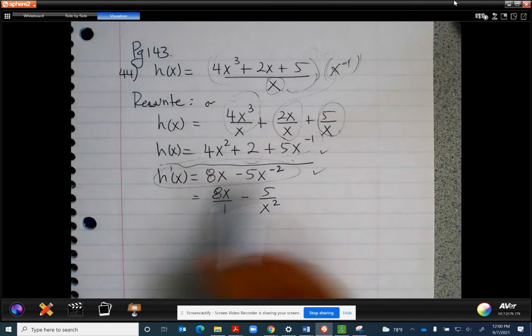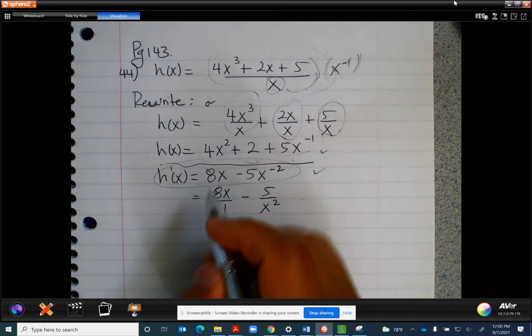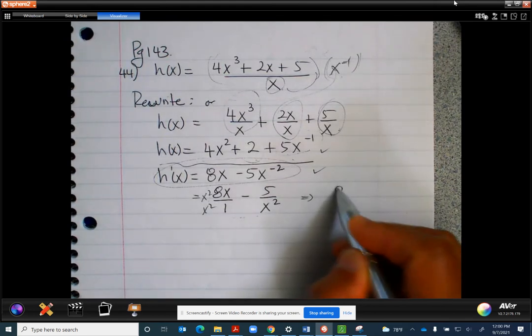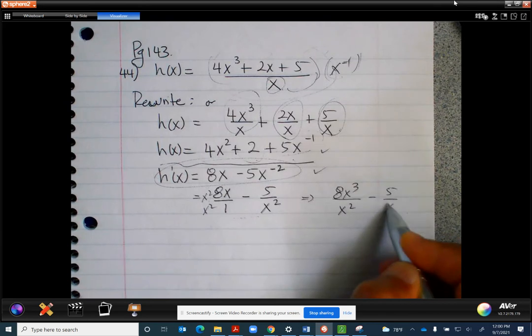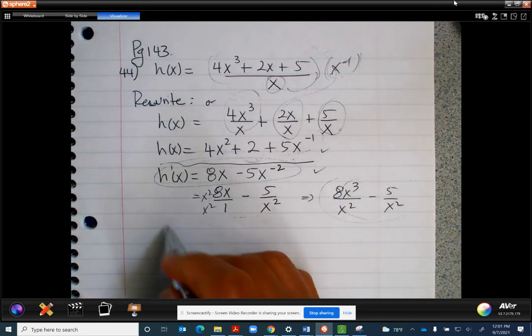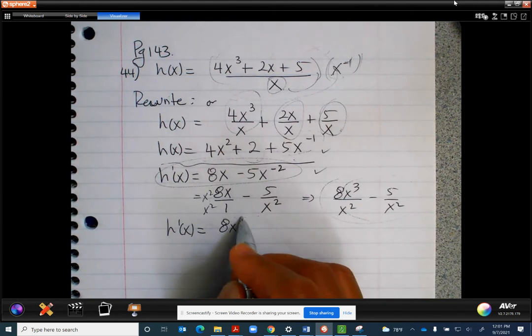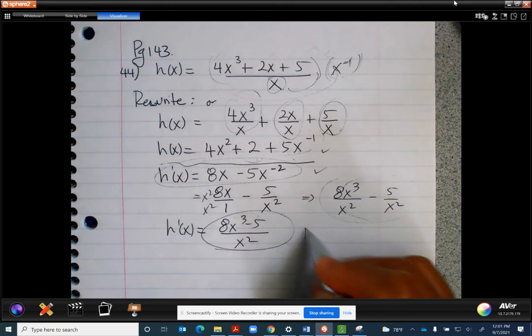How do I combine these two fractions? What do I need to have? Common denominator. So you multiply by x squared and x squared. So this is 8x to the third over x squared minus 5 over x squared. Can I combine these two fractions now? Yes. So h prime of x is equal to 8x to the third minus 5 over x squared, is your derivative.